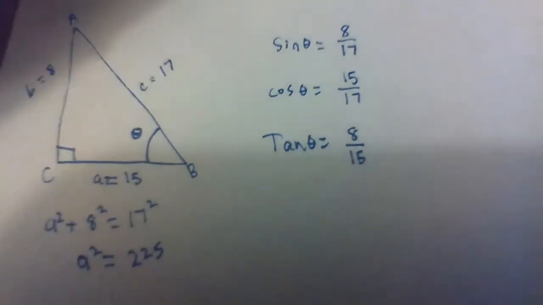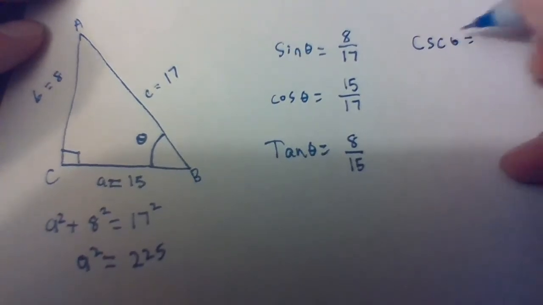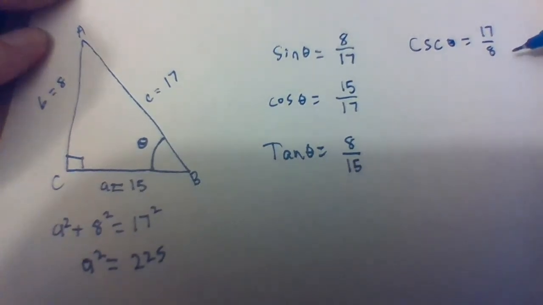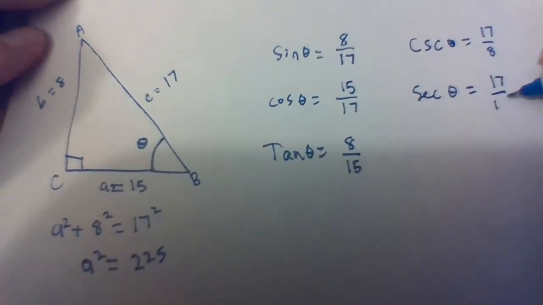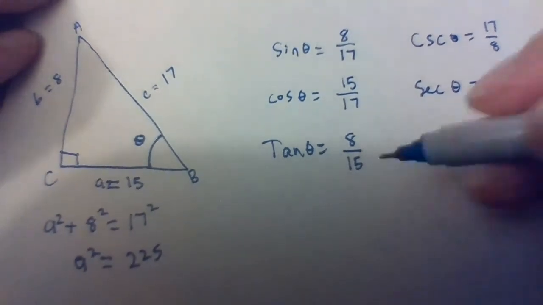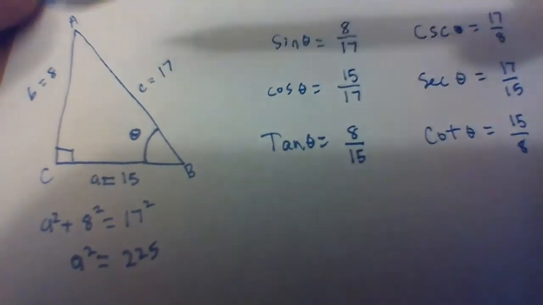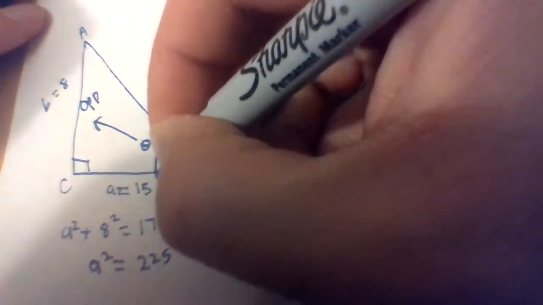And just because we're running low on time, let's finish this up. Cosecant of theta would be the reciprocal of that, 17 over 8, the length of the hypotenuse over the length of the opposite side. Secant of theta would be 17 over 15, the reciprocal of cosine. And cotangent of theta would be the reciprocal of tangent, 15 over 8. All right. So all you're doing is you're finding the sides. If this is the angle, that would be the opposite. This would be the adjacent, and opposite of the right angle is always the hypotenuse.